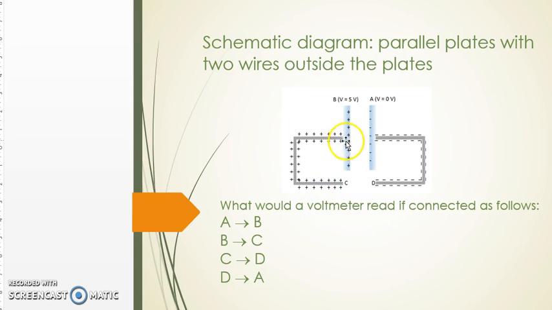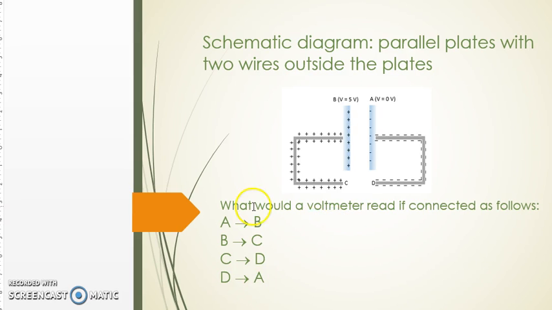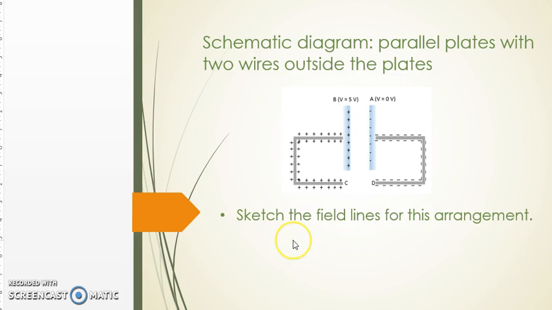Alright, so moving on. Now we've got the wires on the outside, which more closely fits the actual lab situation with our capacitor and our wires. And I ask the same questions. What will the voltmeter read? Hopefully it should be reasonably clear that the answers will be exactly the same as the previous arrangement. And again, I ask, what about the field lines?